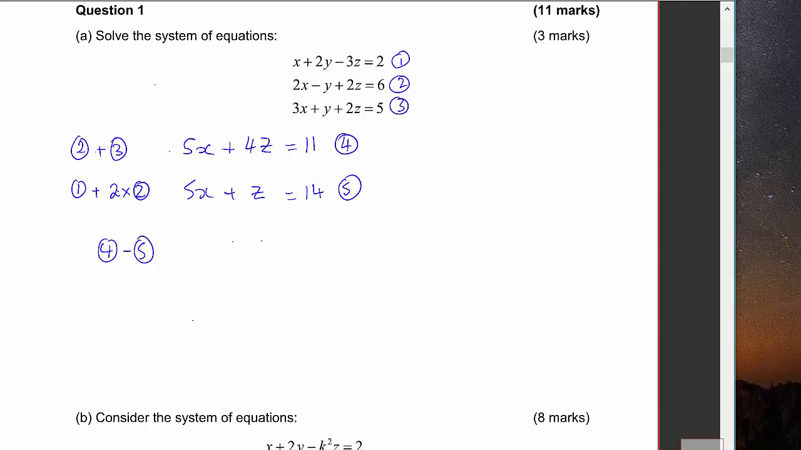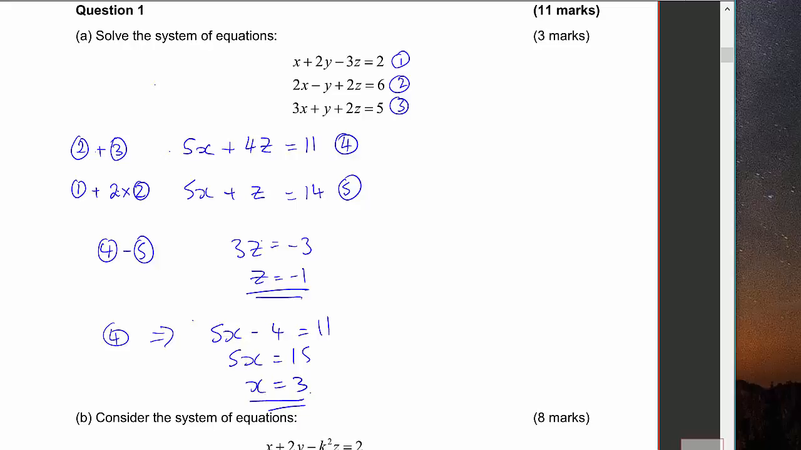And let's do 4 take away 5. So the x's will go now, and I've got 3z equals negative 3, so z equals negative 1. So substitute that in 4, and I'm going to have 5x's take away 4 is 11, so 5x's are 15, x is equal to 3.